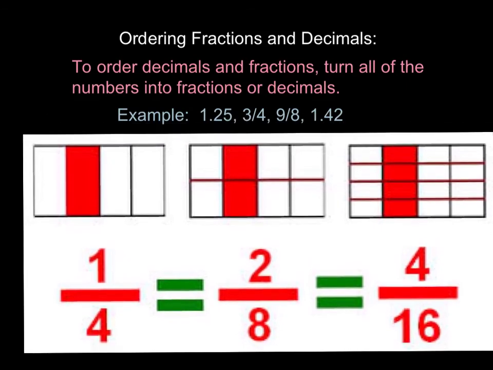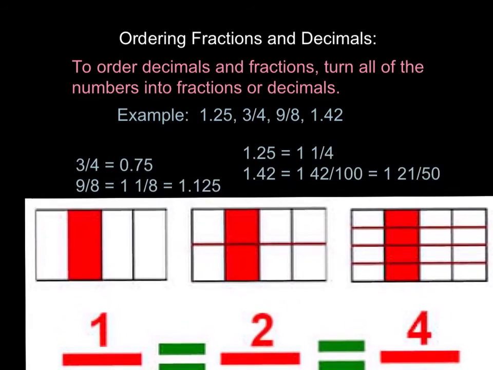Let's order 1 and 25 hundredths, 3/4, 9/8, and 1 and 42 hundredths from least to greatest. In this case, it is easy to turn all of the numbers into either fractions or decimals. It doesn't matter. Either way is perfectly acceptable. 3/4 is 75 hundredths as a decimal. This is a commonly known decimal fraction conversion.